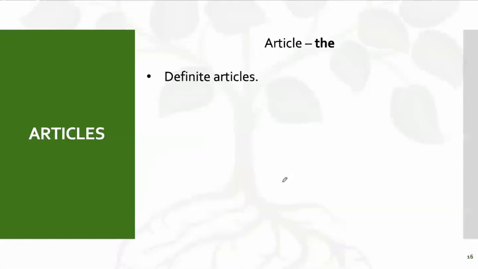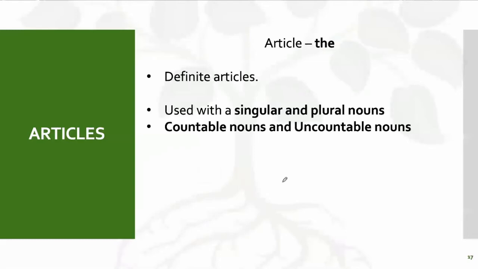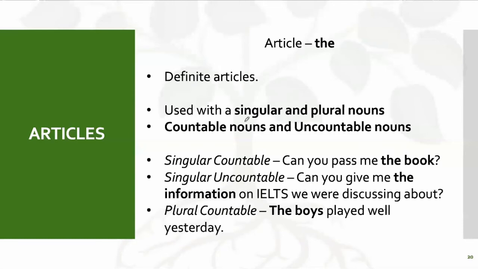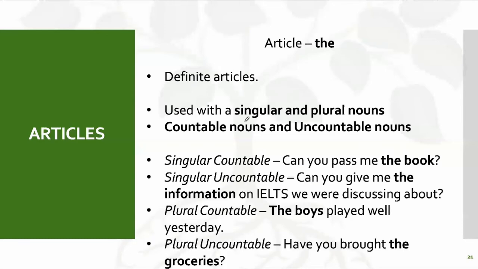Let's jump right into the concept of the definite article, which is the. In the case of the, there is no restriction. It is used in front of any kind of noun, be it singular, plural, countable, or uncountable. But remember, the is only used in cases where you know the specific identity of the noun. Can you pass me the book? In this case, you're talking about one specific book and you're asking this person to pass it to you.